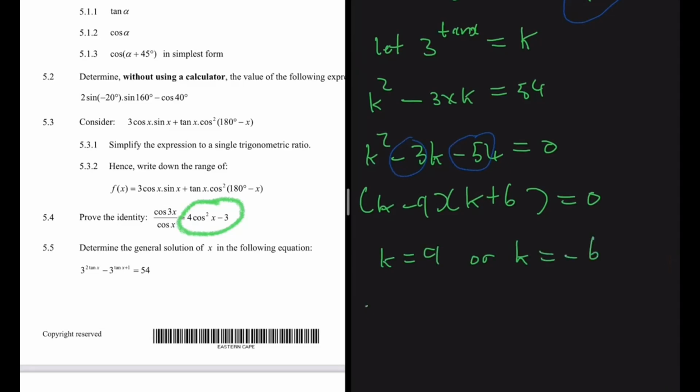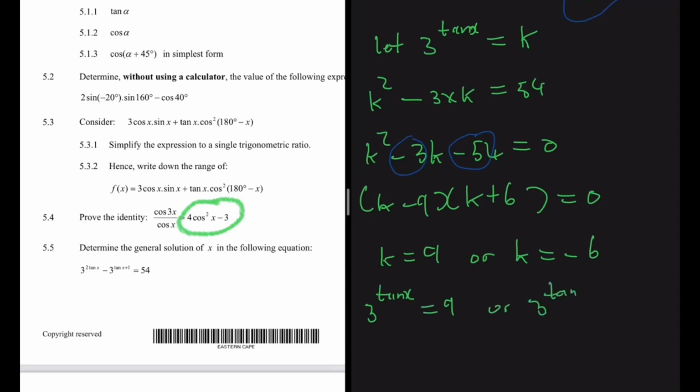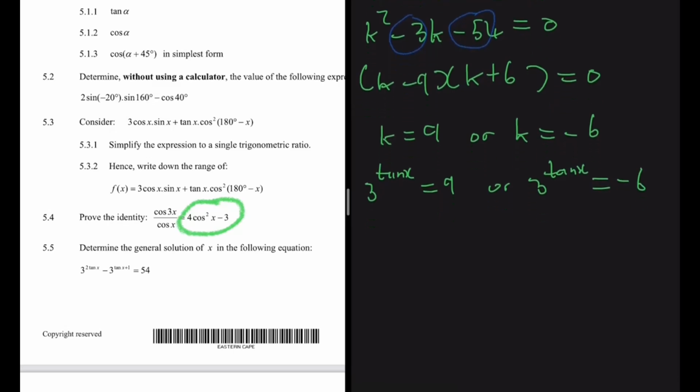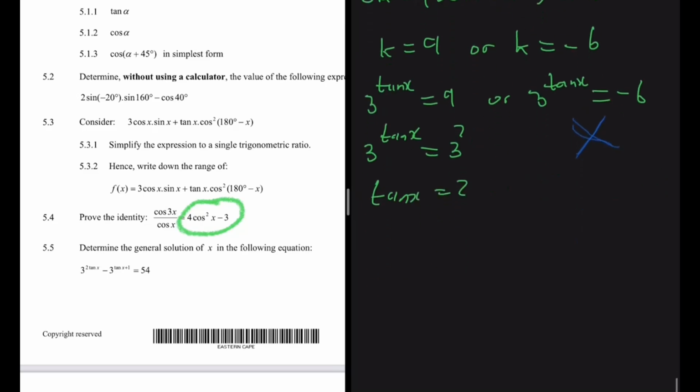But what is k? We know fully well that k is 3 to the tan of x, and then we also have 3 to the tan of x on this side being equal to minus 6. This part falls away. It's wrong. It cannot be true. So we are only left dealing with that. So 3 to the tan of x will be equal to 3 squared. Now we drop the bases, right? So tan of x is equal to 2, right? So we can say x is equal to arctan of 2, right?